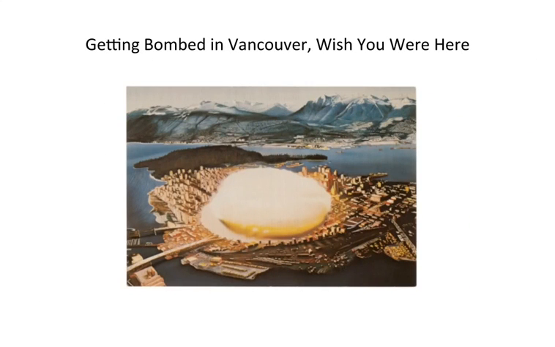I just included this because I remember this postcard. So you could buy these at drugstores and so on, and tourist outlets in Vancouver back in the 70s and 80s, or 1990s. This is the postcard called "Getting Bombed in Vancouver, Wish You Were Here," and you can mail it off to people. And of course, the design is kind of whimsical on the one hand, but then it's very serious on the other, because it's a reminder of what might happen to a place like Vancouver if it was hit by a megaton range nuclear warhead.